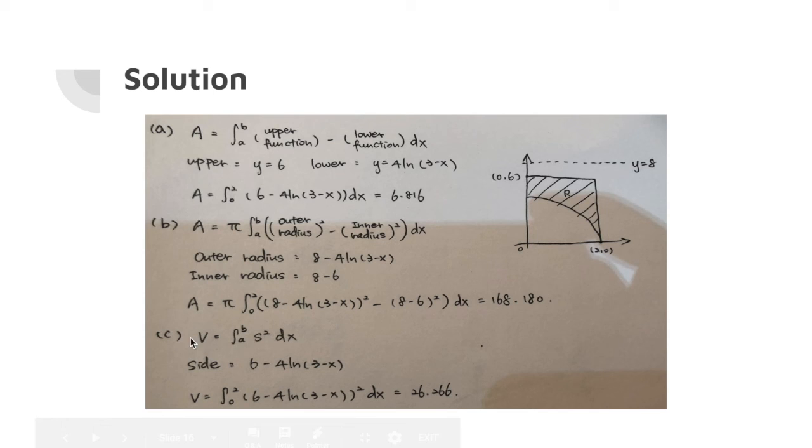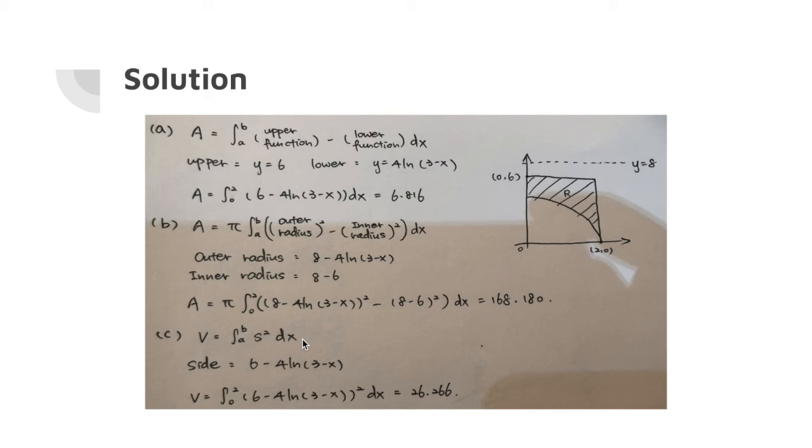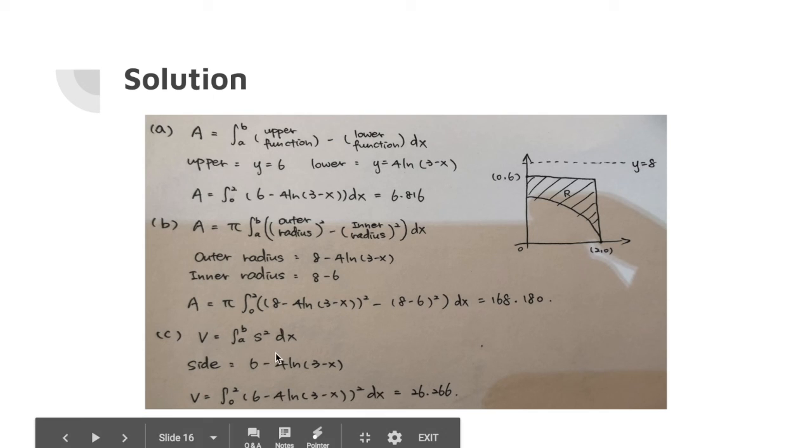Number C, the region R is the base of a solid. For this solid, each cross-section perpendicular to the x-axis is a square. Find the volume of this solid. It is the volume of the cross-sections. The formula of the area is s squared. Then we plug in numbers and get the answer.